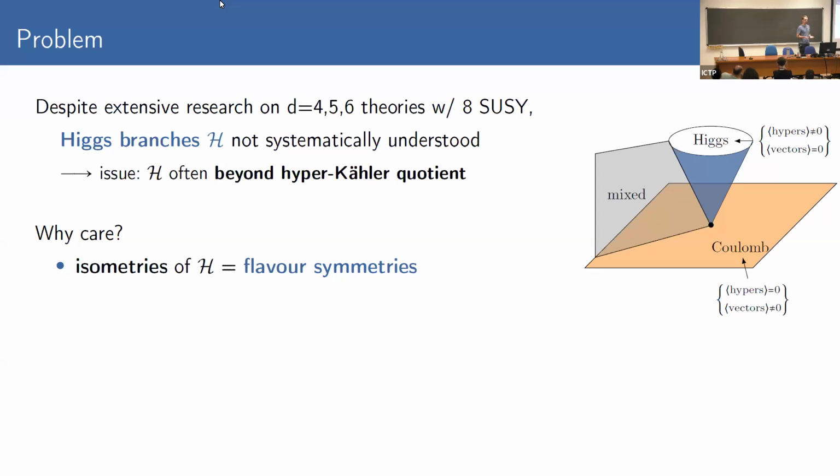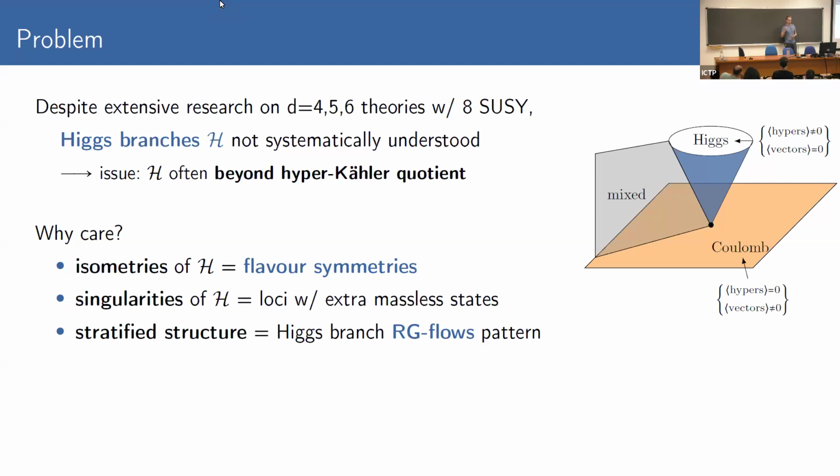So we have isometries of a geometric space. There is one type of global symmetries, that's the flavor symmetries. Right? That's a very nice feature. We have singularities on it. So here we know if you go to certain loci, we get extra massive states that you can study from the Higgs branch, or you look at its stratified structure, and then you get basically Higgs mechanism information.